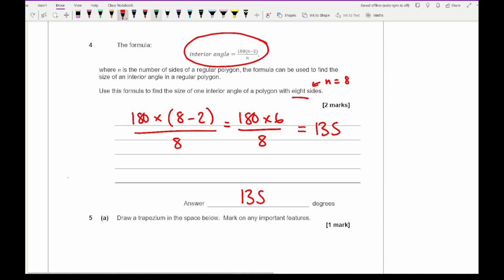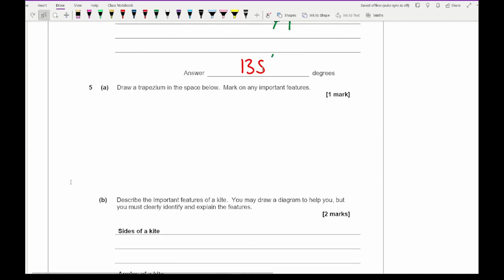Another way of doing it is just by simply cancelling things down. So for example, we can divide both numbers by 4. So that's going to be 45, and that's going to be 2. So I can do 45 times 6 divided by 2. I can then divide that by 3 and that by 1. So 45 times 3 gives me 135. And again, there are several ways in which you can do it if you don't have access to a calculator, or if that question was on a non-calculator paper.